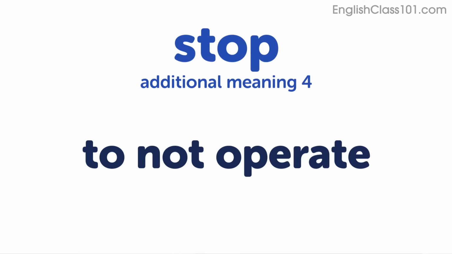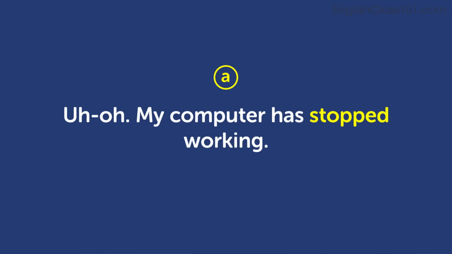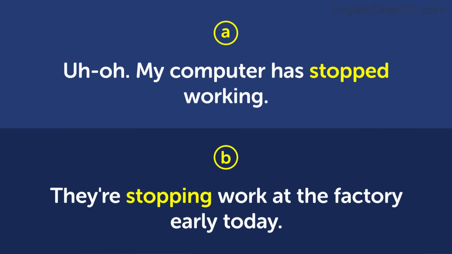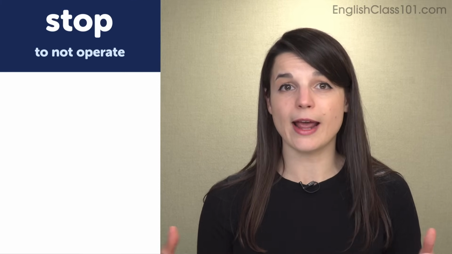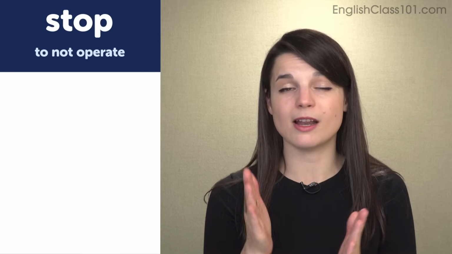The fourth meaning of this verb for this lesson is to not operate. This is especially used for machines. Examples. Uh-oh, my computer has stopped working. They're stopping work at the factory early today. So this means some operation is not happening. So something is not operating.